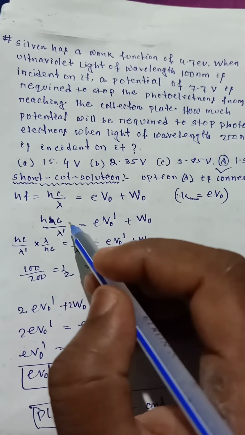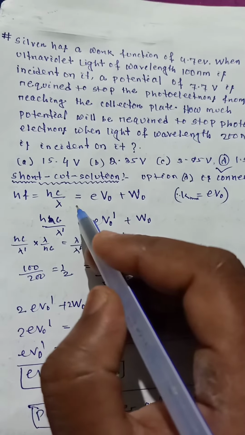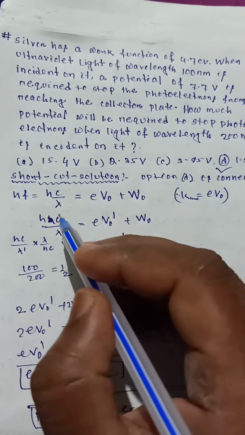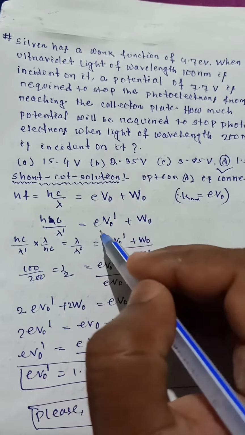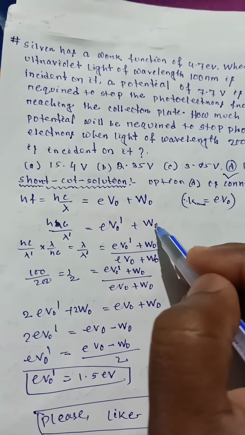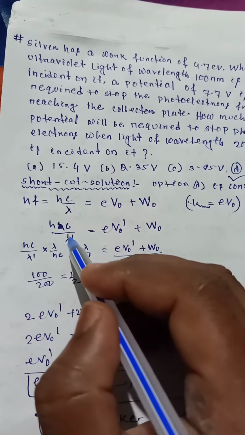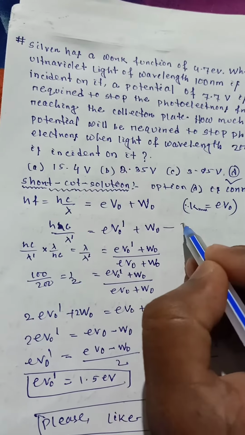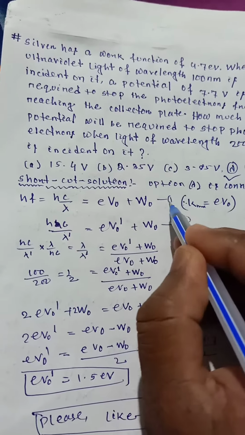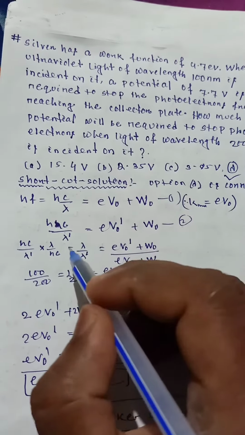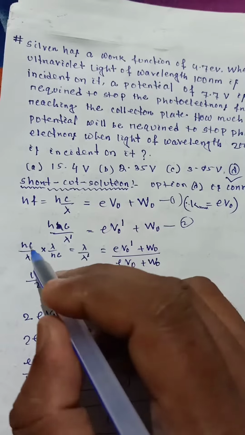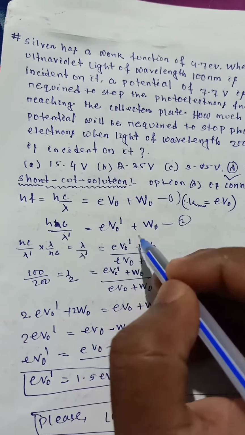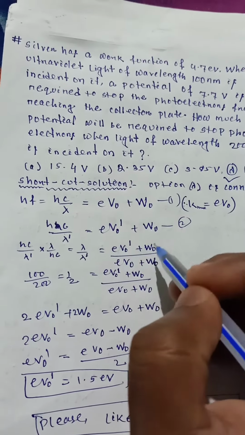Similarly, for the second wavelength, hc by lambda prime is equal to eV prime plus the work function. Now divide this by this. This one is equation number 2 and this one is equation number 1. Now dividing equation 2 by 1, we get equation 2 over equation 1.